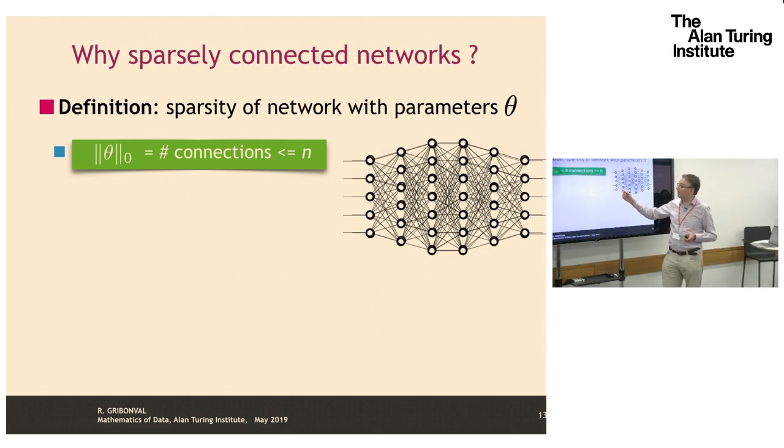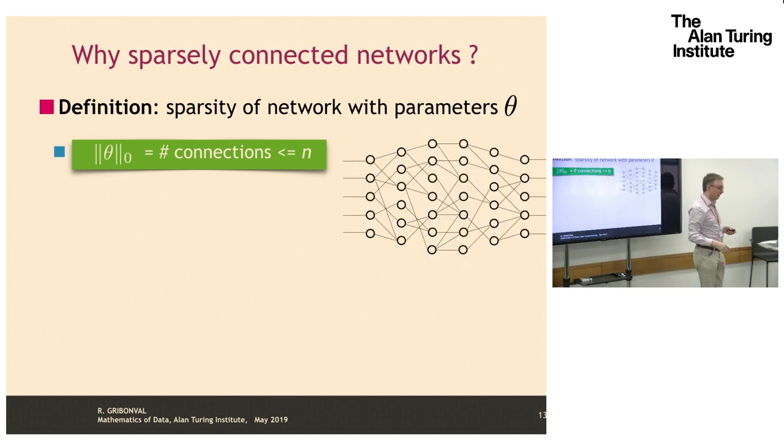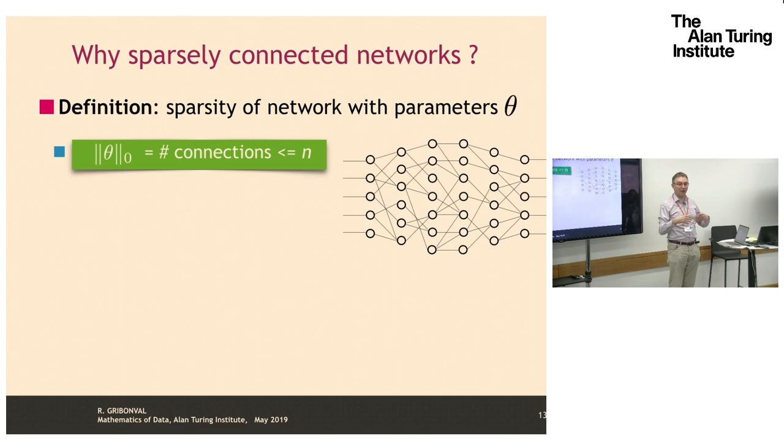And we'll say that a network is m-sparse if the number of connections is not more than m. So here is an example of a sparse network. We've cut a number of connections. That's the main image to think about what is a sparse network compared to a fully densely connected network.